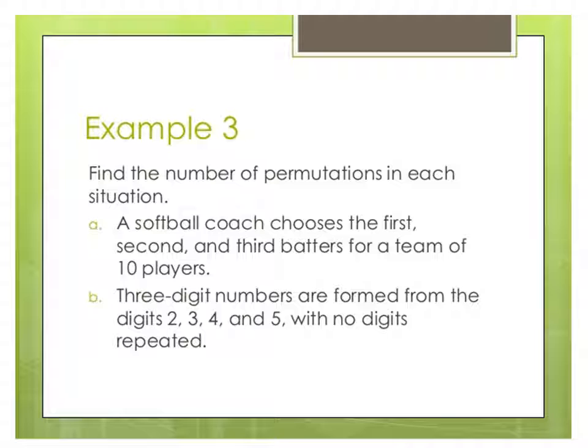In example B, 3-digit numbers are formed from the digits 2, 3, 4, and 5 with no digits repeated. Obviously, the order of the digits matters to pick a number. So how many different digits can be in the first place? You can have 4 different ones in the first place. Once that is set, there are 3 different ones for the second place. Once that is set, there are 2 different ones for the third place. So it's 4 times 3 is 12, times 2 is 24. So you can have 24 different 3-digit numbers formed from the numbers 2, 3, 4, and 5.